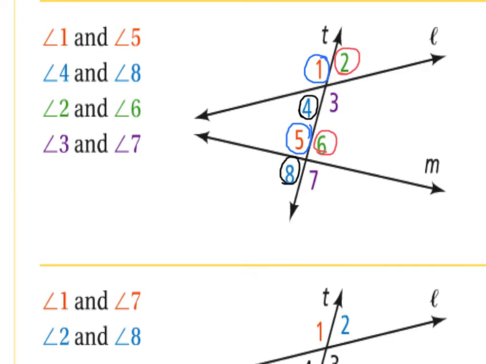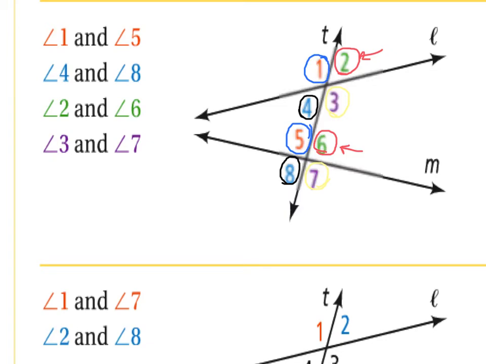And then finally, you have the bottom right of L and the bottom right of M. They're corresponding to each other. You'll notice again, they're in the same positions, okay? They're in the same position right here, but on different lines. One's on L, one's on M. But they're in the top right in this case.